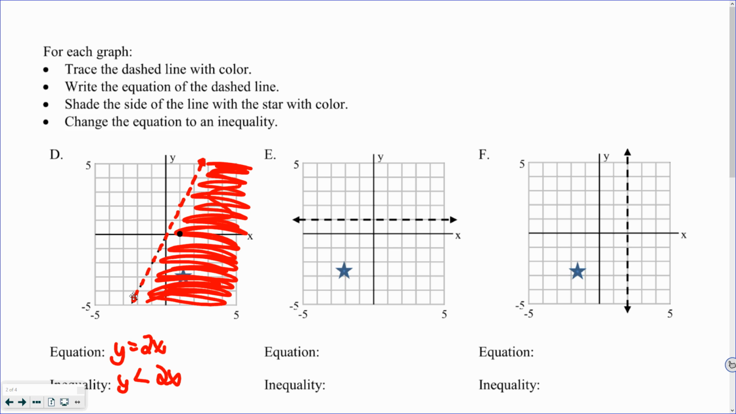Now, we have a horizontal line. The equation of a horizontal line is y equals 1. All right, I'm not going to trace over this line anymore.